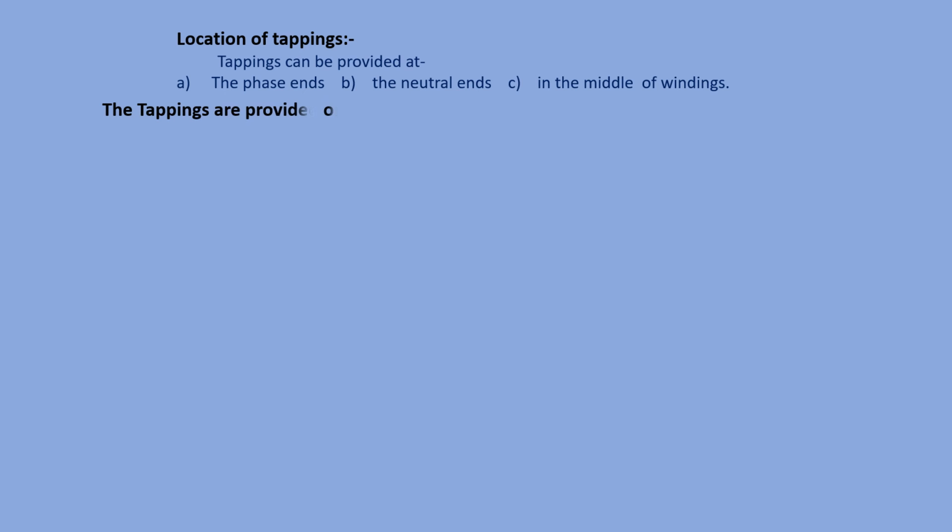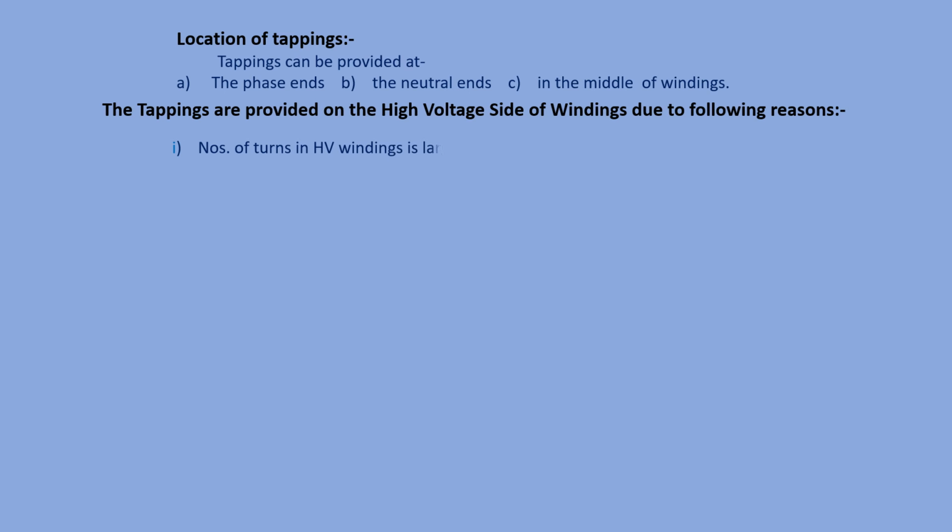Location of tappings. Tappings can be provided at A. the phase end, B. the neutral end, C. the middle of the windings. The tappings are provided on the high voltage side of the windings due to the following reasons. 1. Number of turns in HV winding is large, so a fine voltage regulation is obtained.